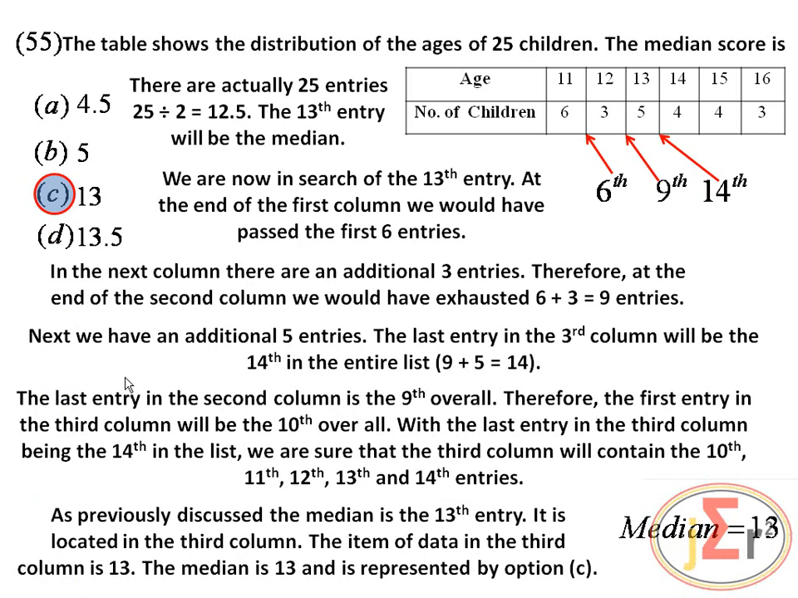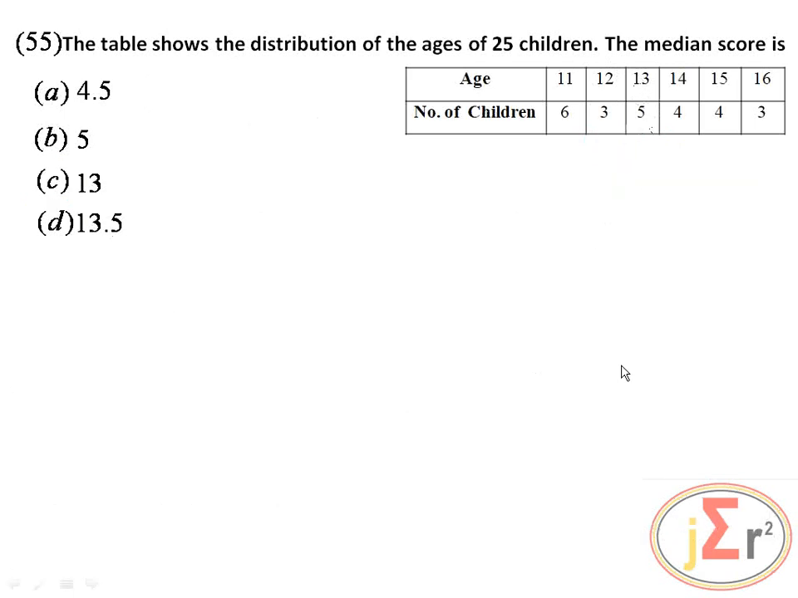The median is 13. As we can see, finishing up here, we have the 9th. When we get into here, we have the 10th, 11th, 12th, 13th, and 14th. The 13 is inside here. The 13th entry is 13, and that is represented by option C.